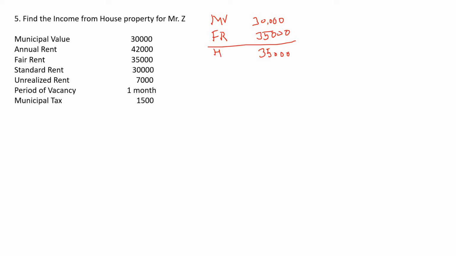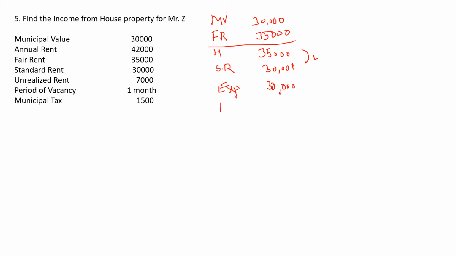Then we will be taking the standard rent. It's been provided. Standard rent is how much? 30,000. And we take the lower of these two as expected rent. Our expected rent will be 30,000.